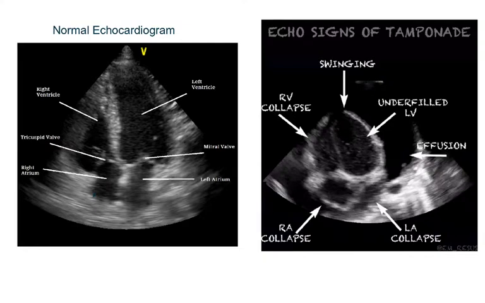Normally, this is how the echocardiogram looks. This is the right ventricle, left ventricle, right atrium, left atrium. In echocardiogram, just flip the heart. You will see ventricles above the atriums.